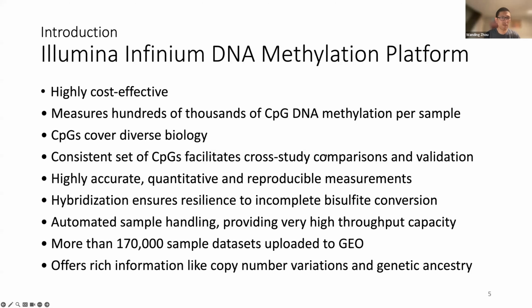As a result, we have over 100,000 samples of public data deposited to GEO, which is the Gene Expression Omnibus, a public repository to host these genomic data sets. Hence, this allows us to trace back and compare previous studies in a quite standard-compliant manner. And then lastly, it will offer rich information beyond methylation, such as copy number variation and genetic ancestry.